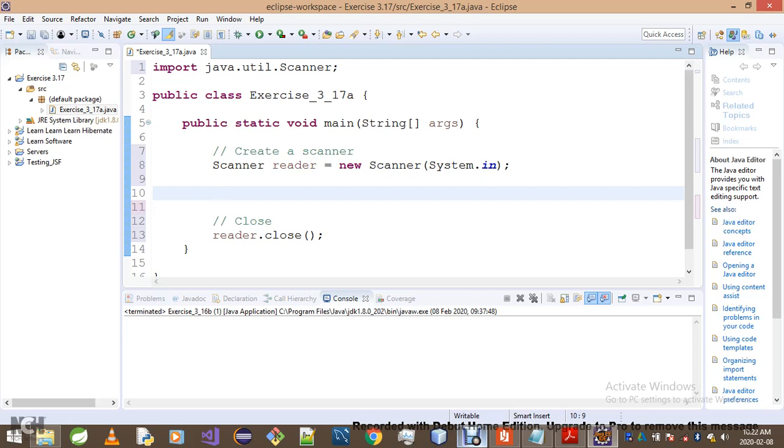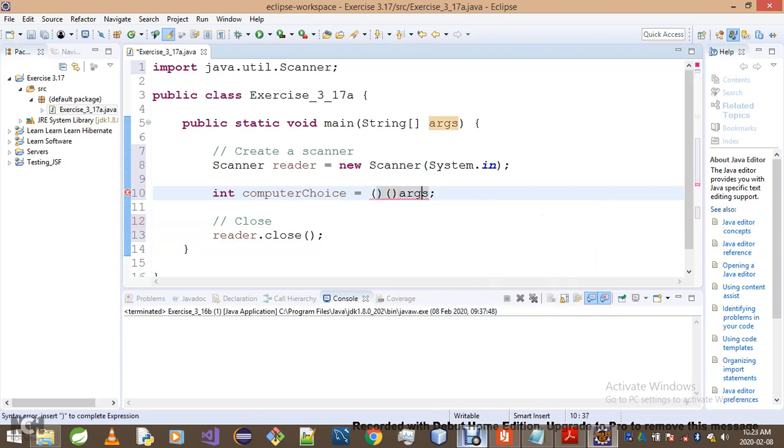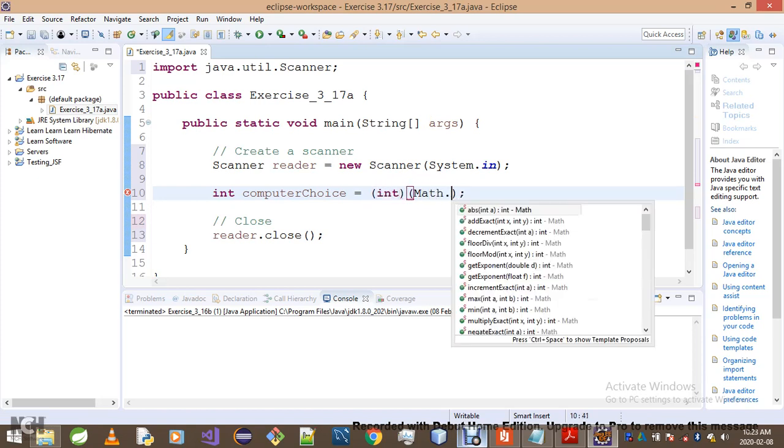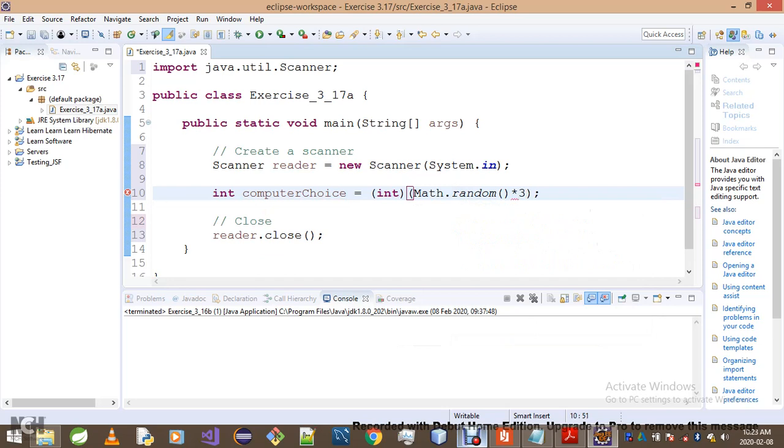So right now we gotta declare and initialize the computer's choice. What are we gonna name our variable? We'll simply go computerChoice. It has to be a number. It has to be 0, 1, or 2. So this is what we do: Math.random multiplied by 3. This will give us a number 0, 1, or 2.